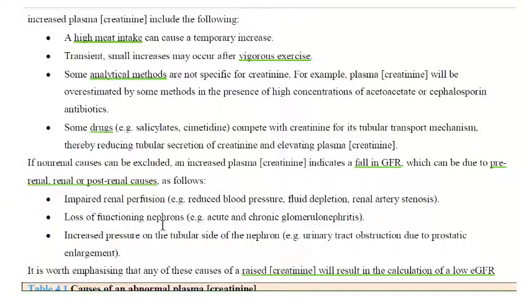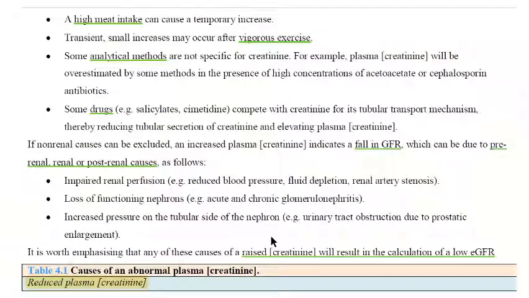Loss of functioning nephrons، example acute or chronic glomerular. أو increase the pressure on the tubular side of the nephron، مثال عليه urinary tract obstruction due to prostatic enlargement، بسبب تضخم البروستات فيصير urinary tract obstruction. It is worth emphasizing that any of these causes of a raised creatinine concentration will result in the calculation of a low eGFR.